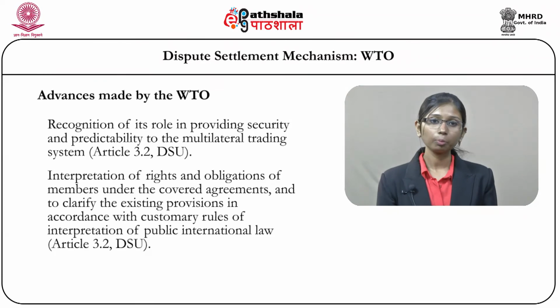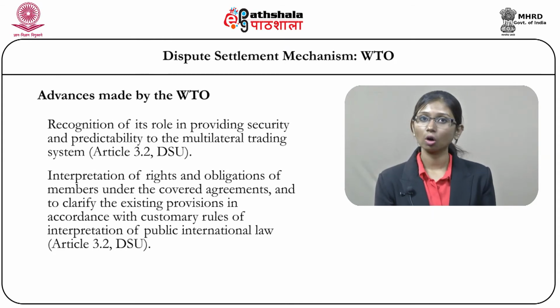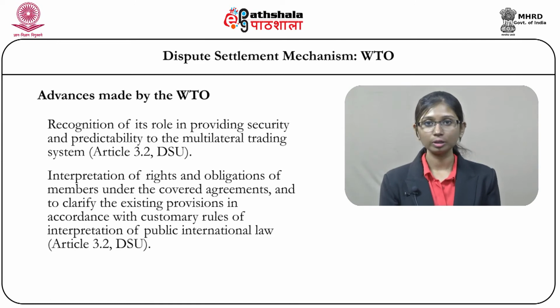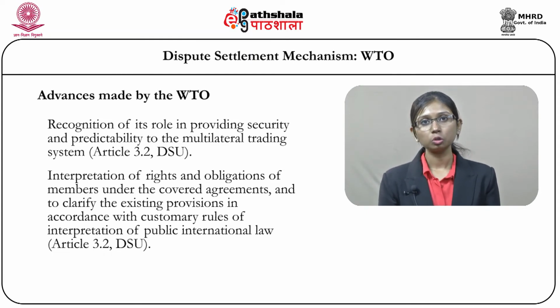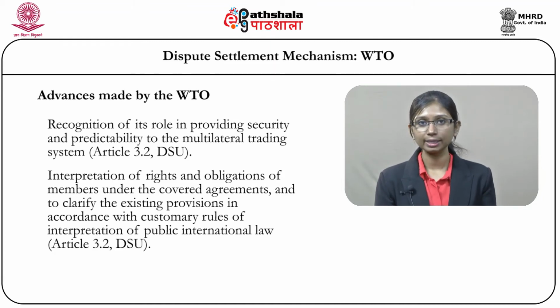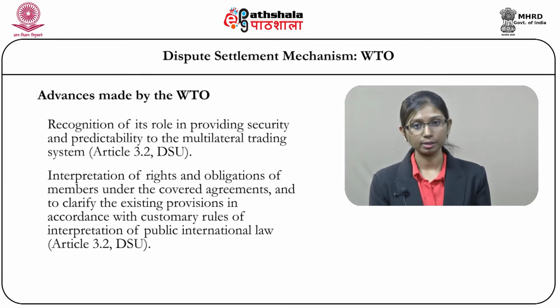Second, Article 3.2 of the Dispute Settlement Understanding also provides room for interpretation of the rights and obligations of members under the covered agreements, which is the GATT agreement and its allied agreements under the WTO, by providing clarity to the existing provisions by seeking the aid of customary rules of interpretation of public international law. Therefore, it is very natural for both panels and the Appellate Body to refer to customary principles of international law, especially the ones in the realm of treaty interpretation, for example, the Vienna Convention on the Law of Treaties, while they are interpreting the vague provisions of the WTO or providing a purposive interpretation whenever required.